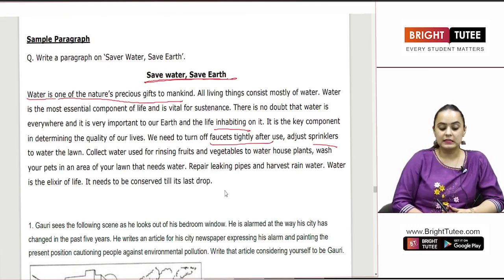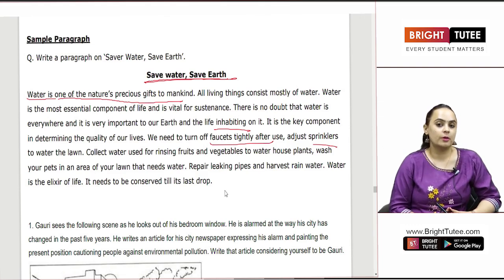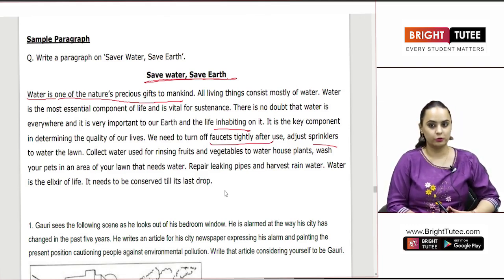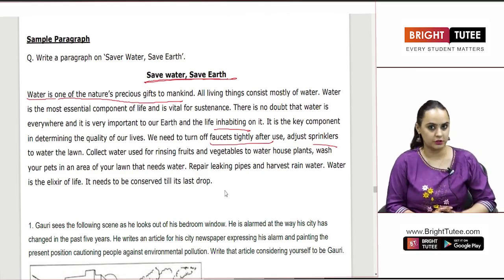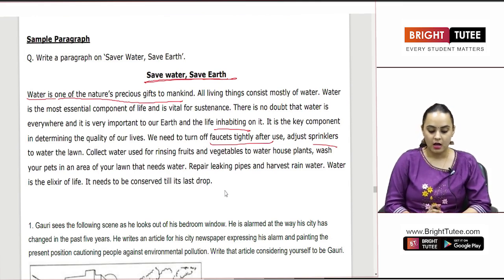Wash your pets in the area of lawn that needs water. If you have a pet at home, you can wash your pet in that area of the lawn where water is needed. So, both the purposes will be solved. Your pet will also be washed and the lawn will also be watered.